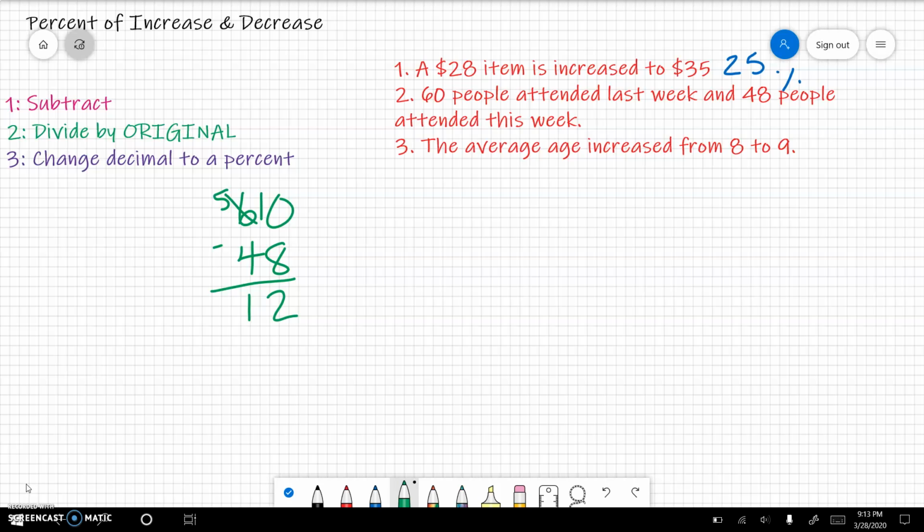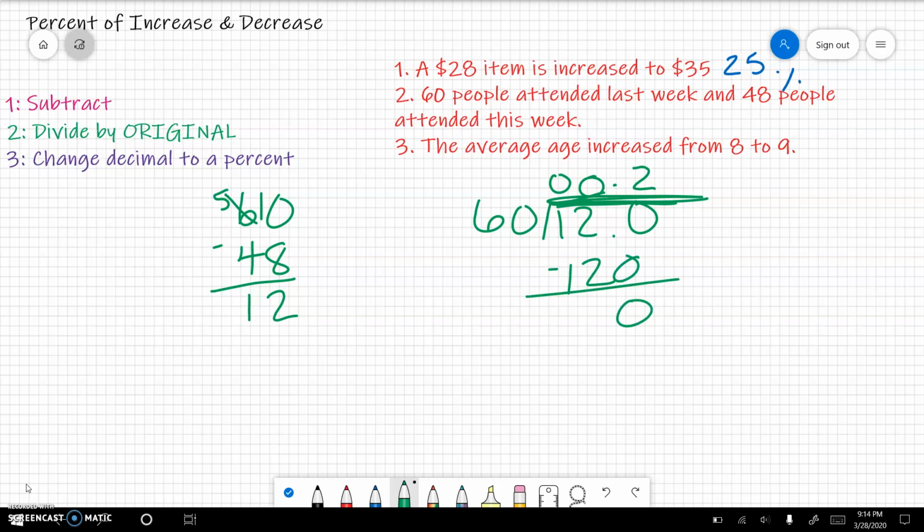Okay, then I take the answer from that, 12. I put it in the division box and divide by the original amount in the problem. So 60 were there last week, 48 are this week. Last week there was 60 people there. Okay, 60 doesn't go into 12, so we need to add a decimal and a 0. Make that line longer. 60 does go into 120, 2 times. 2 times 60 is 120, get 0. Division is done.